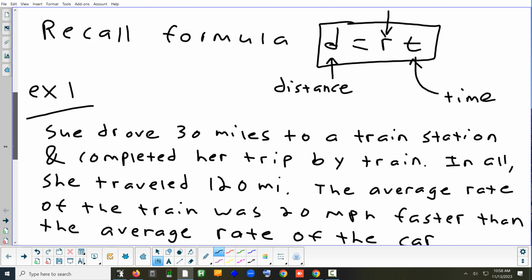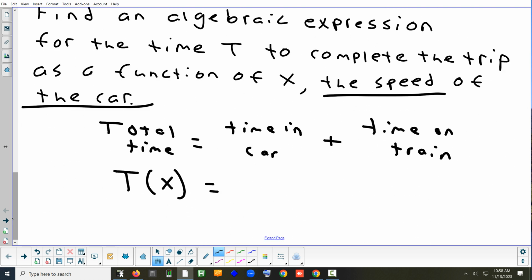We have distance equals rate times time. So off to the side, I'm just going to write that down. What if you solve distance equals rate times time for t? What would be on the other side? Distance divided by rate. Right. That's how you calculate time. You take the distance and you divide by the speed, and that gives you the time. So let's do that for the car.